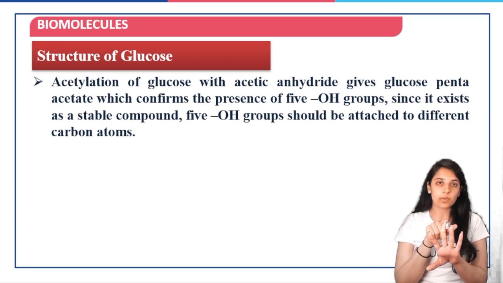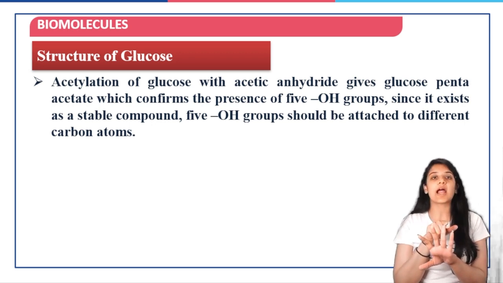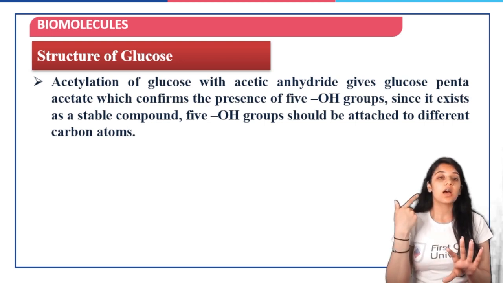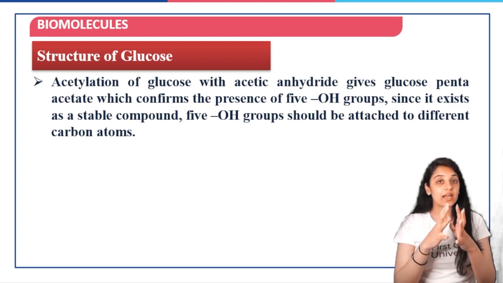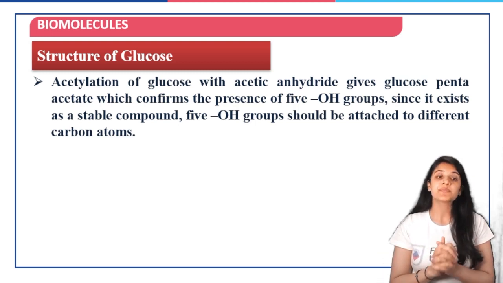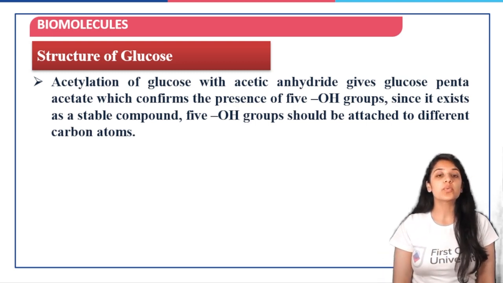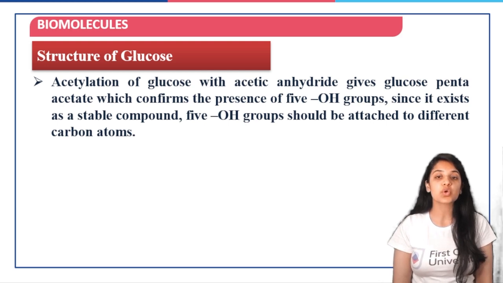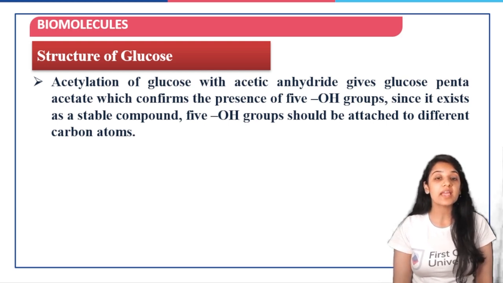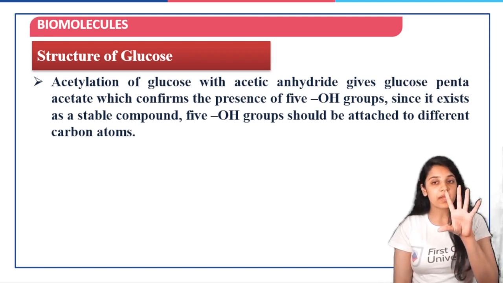It has a C double bond O group, which is nothing but an aldehyde group, and there is a primary alcohol present. Now, further reactions or experiments will tell us what the rest of the structure of glucose is. So, acetylation of glucose with acetic anhydride gives glucose pentaacetate, which confirms the presence of 5 OH groups. So, the fifth experiment will tell us that there are 5 OH groups present.